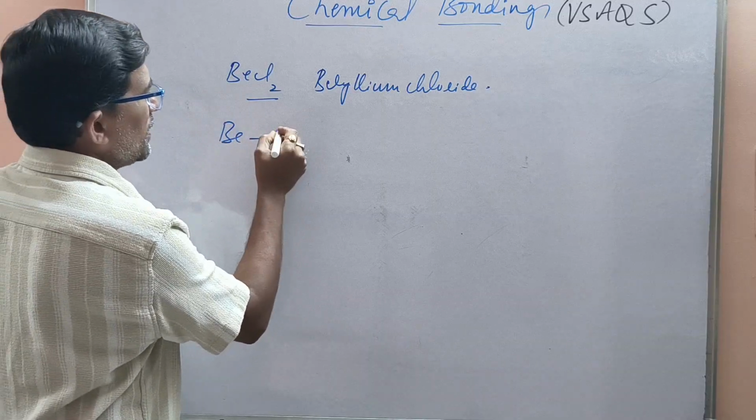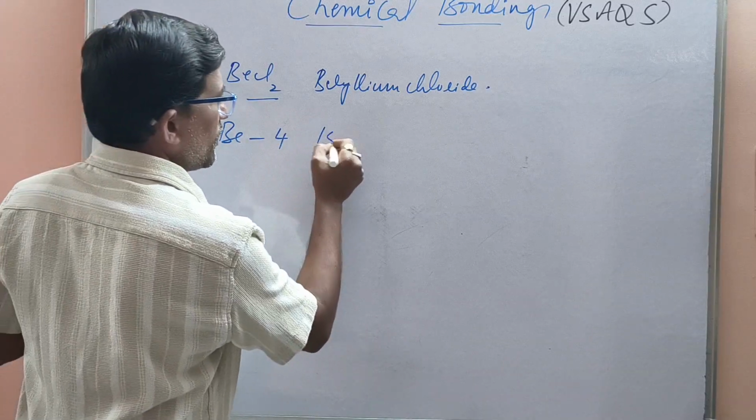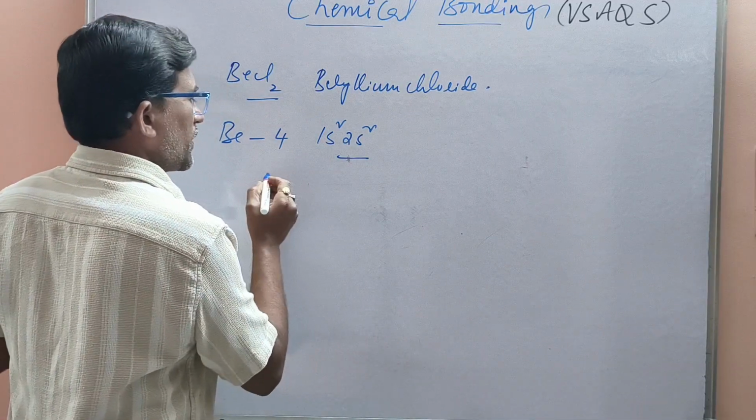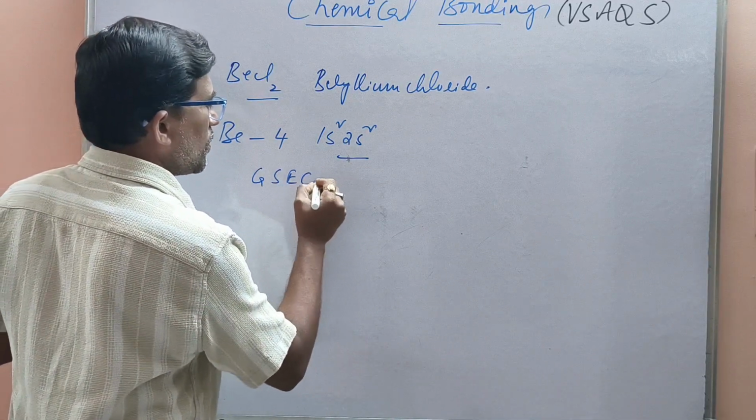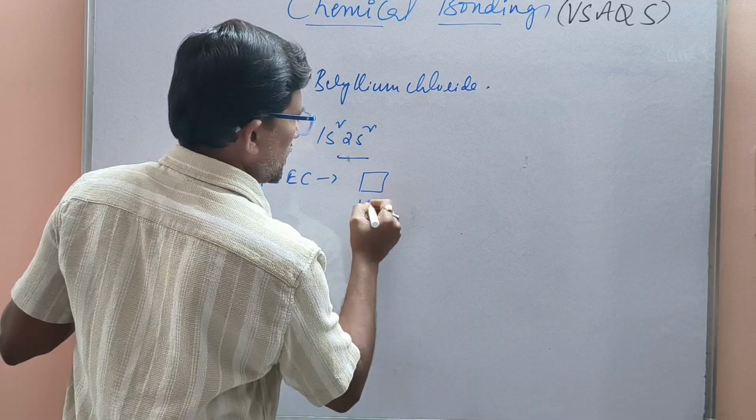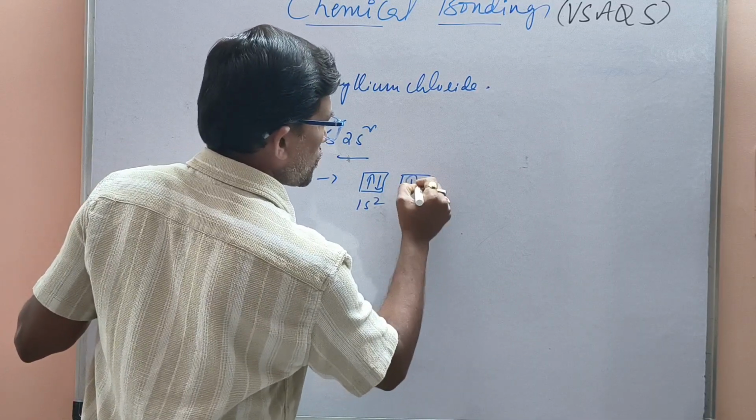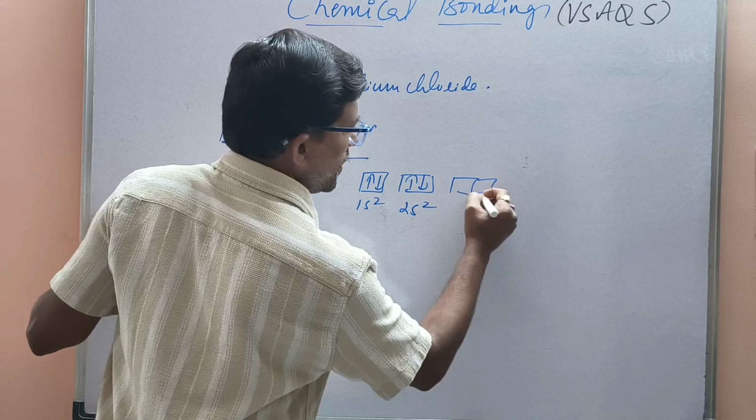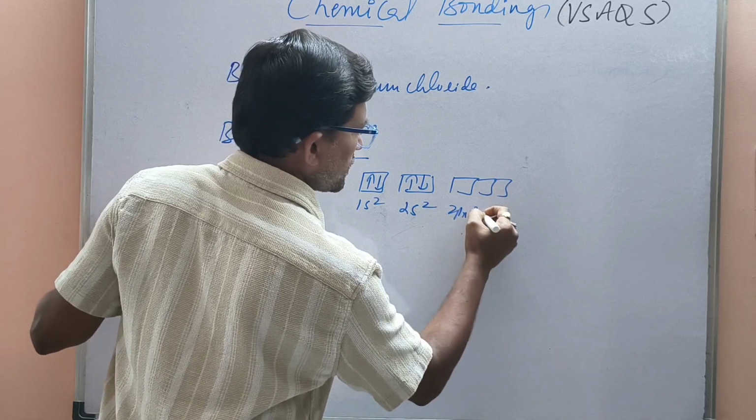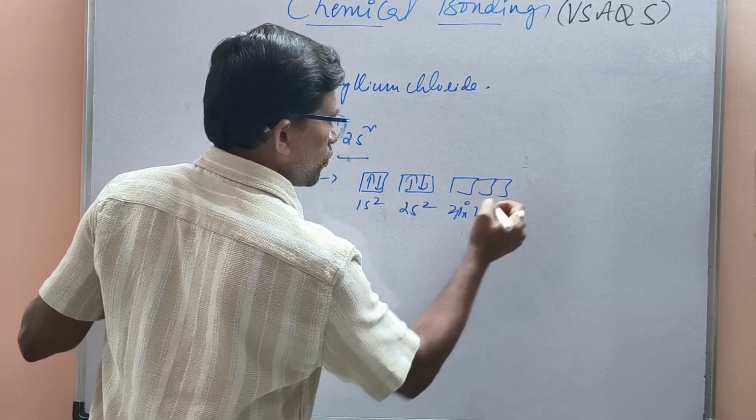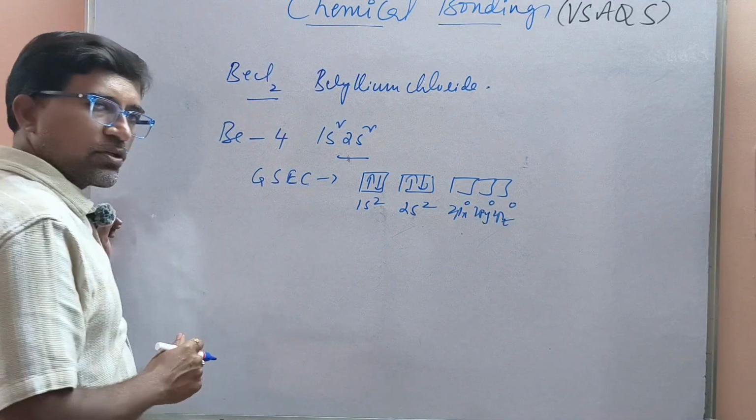Beryllium's atomic number is 4. Its configuration is 1s2, 2s2. The ground state electronic configuration is 1s2 with 2 electrons, 2s2 with 2 electrons, and in the p orbitals 2px0, 2py0, 2pz0. This is the ground state electronic configuration.